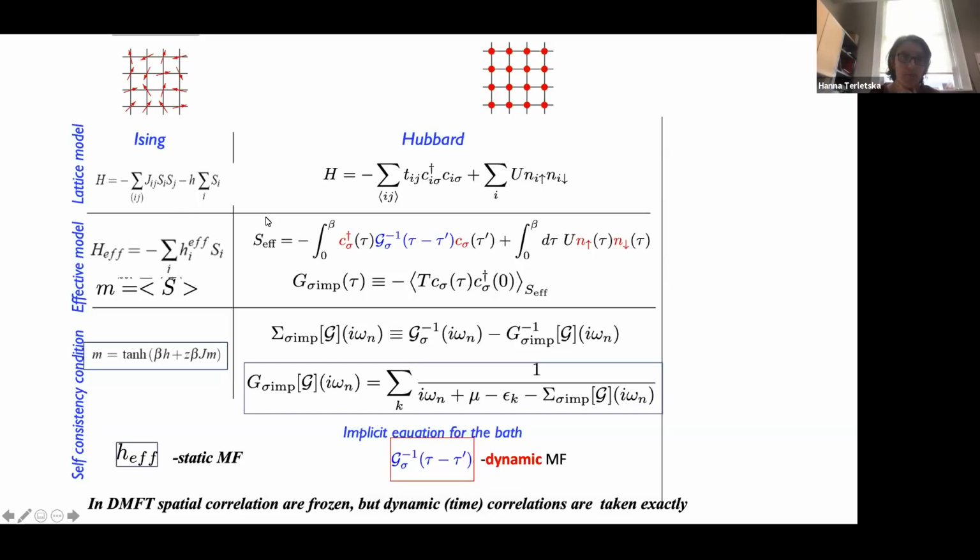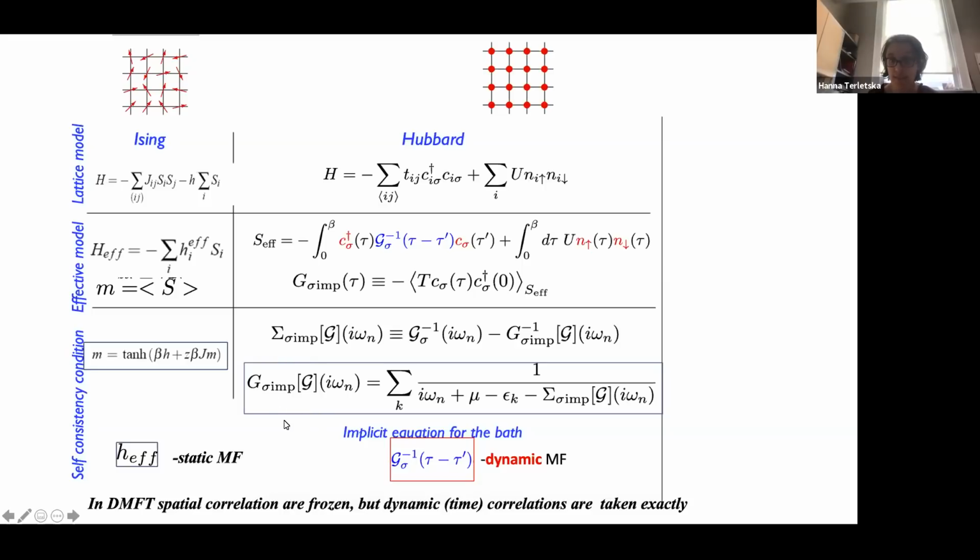So this is the Hubbard Hamiltonian. For a static mean field, you construct the effective Hamiltonian, where you can see the spin embedded in an effective mean field. Here you construct the effective action, but again, you can do this mapping and construct the corresponding impurity action. And then the quantity of interest for the Ising case is magnetization. For the Hubbard case, you calculate the impurity Green's function, but again, things have to be self-consistently determined.